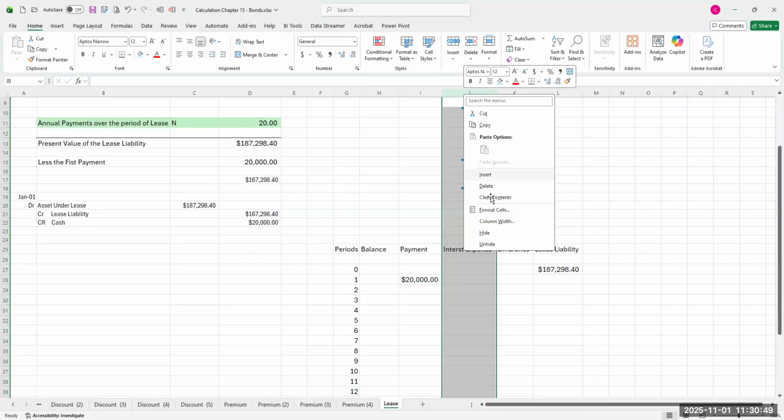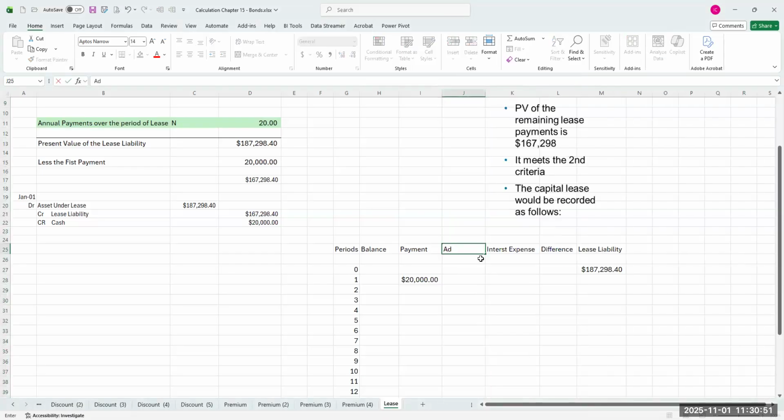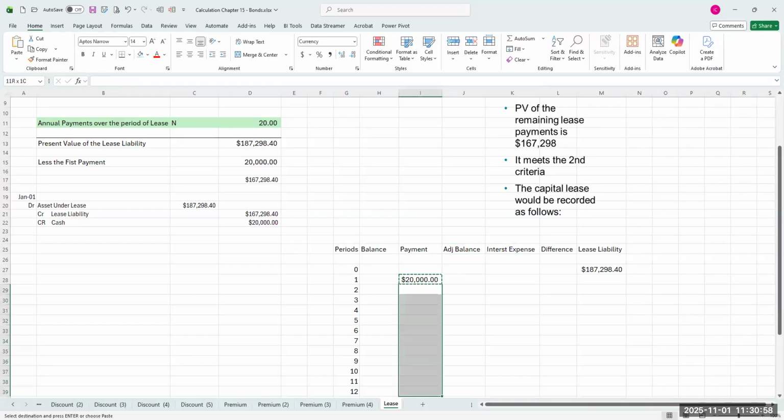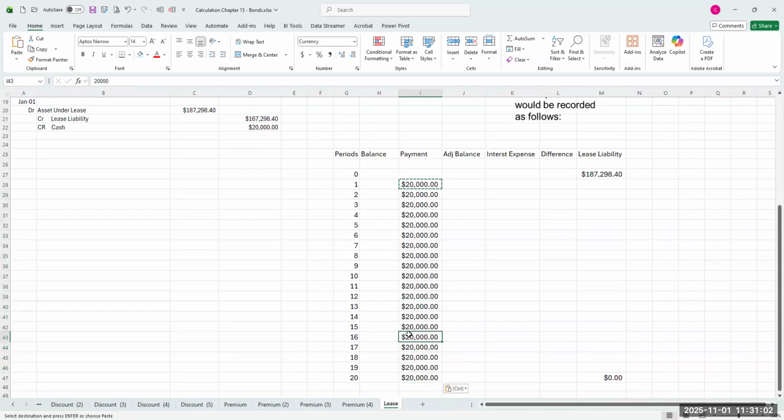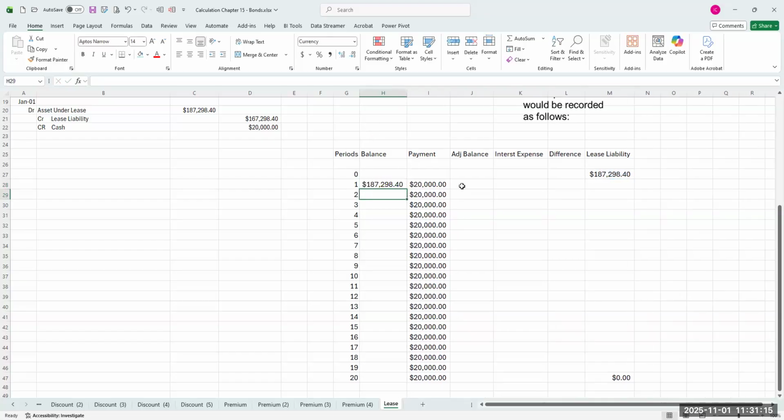Let's add another column. That will be adjusted balance. Payment. And those payments are going to continue every period, 20 payments. There will be no questions about it. Now, the beginning balance is the balance that we're going to have before the payment. So that balance is going to come here. Once we make the first payment, then our adjusted balance will be that amount minus the payment.